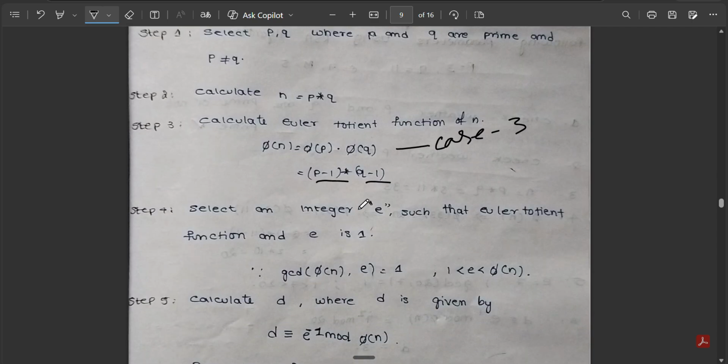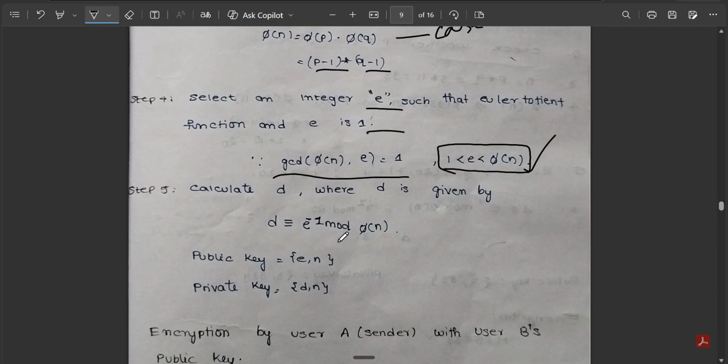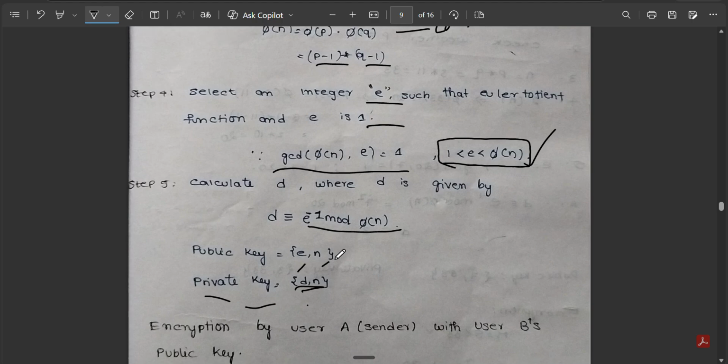And then in step 4, we are going to select an integer e such that the GCD of the Euler Totient function and e should be equal to 1. That is a condition, and 1 is less than e, which is less than the Euler Totient function of n. Once we are done with that, we will proceed with step 5. In step 5, we are going to find the value of d, where d is congruent to e inverse mod Euler Totient function of n, and the public key is equal to (e, n) and the private key is equal to (d, n).